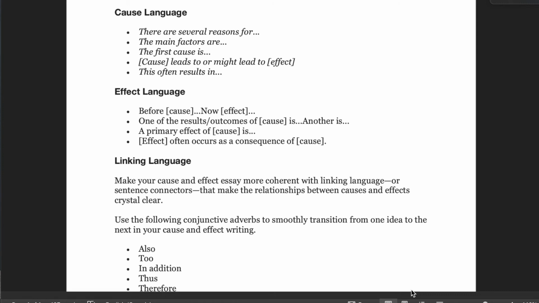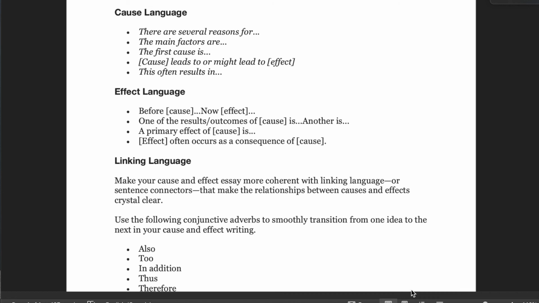So things that indicate cause: there are several factors for, the main factors are, the first cause is, or blank leads to or might lead to blank, right? So eating lots of sugary snacks might lead to developing diabetes later in life, or this often results in. So those are all indicators of illustrating cause, whereas effect: before blank, now blank, right?